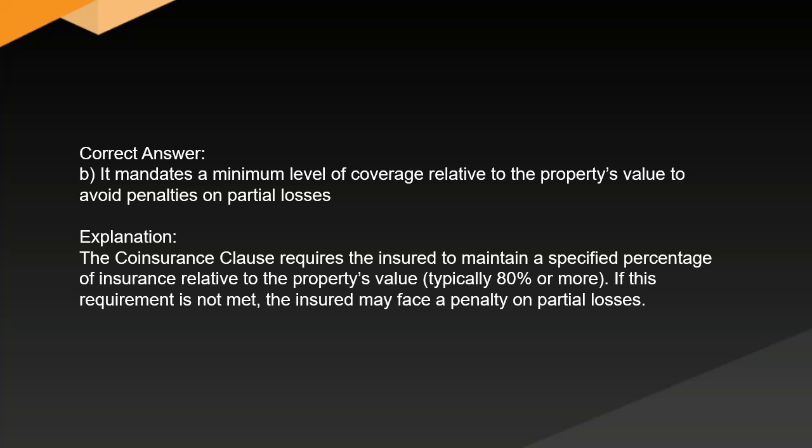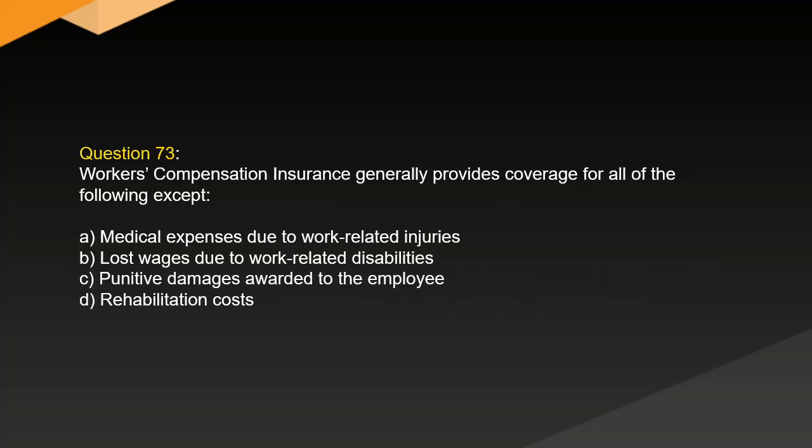It mandates a minimum level of coverage relative to the property's value to avoid penalties on partial losses. Explanation. The coinsurance clause requires the insured to maintain a specified percentage of insurance relative to the property's value, typically 80% or more. If this requirement is not met, the insured may face a penalty on partial losses. Question 73.